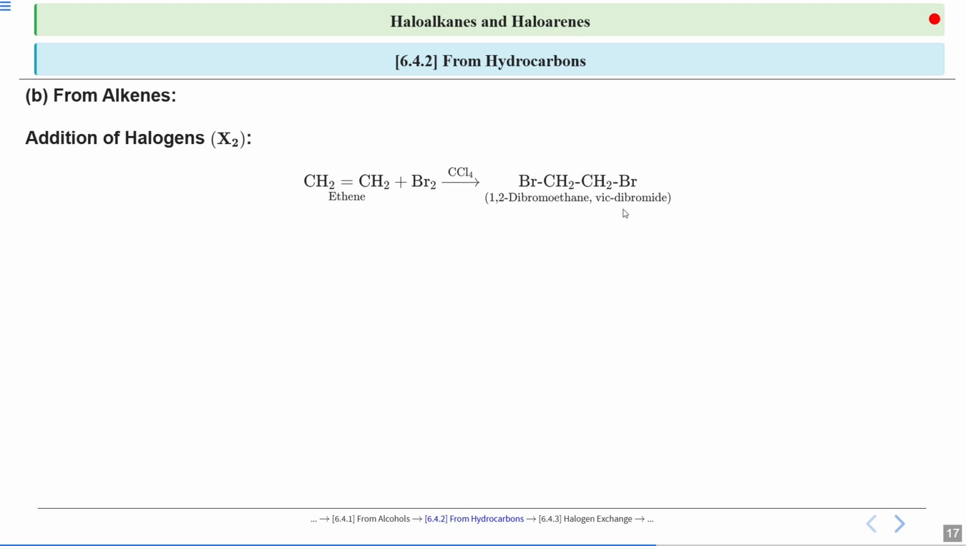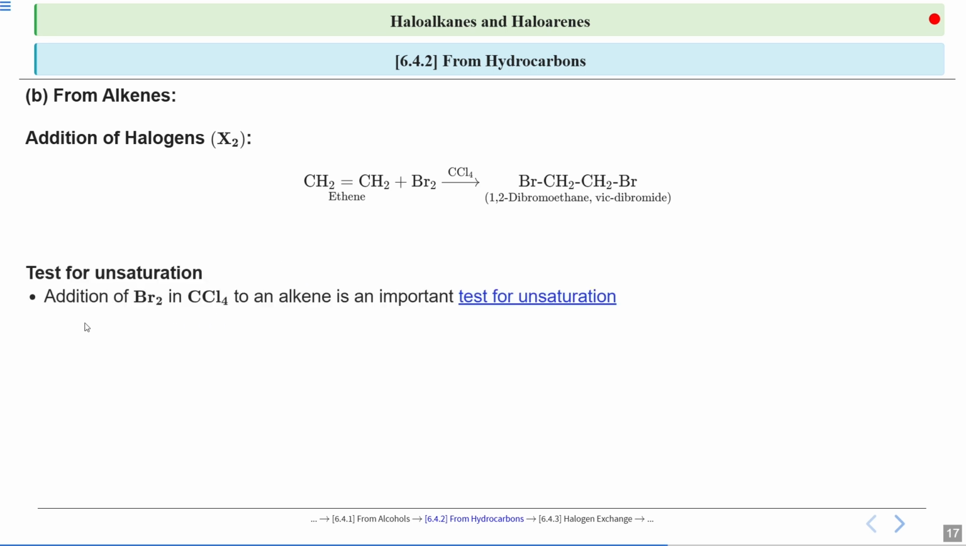The common name is vicinal dibromide, because one bromine is attached to a carbon and the other bromine is attached to the adjacent carbon. So two bromines are attached on adjacent, different carbons. This is a vicinal dibromide, and this is the common name. Test for unsaturation: addition of bromine in the presence of CCl4 to an alkene is an important test for the unsaturation of the reactant.